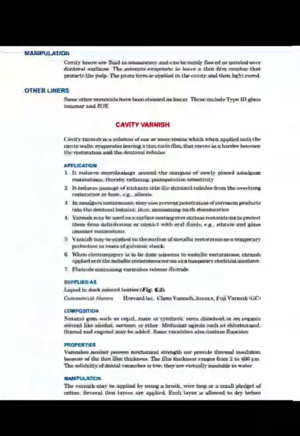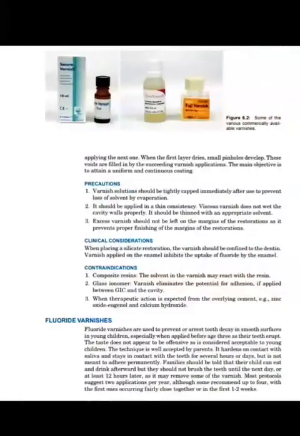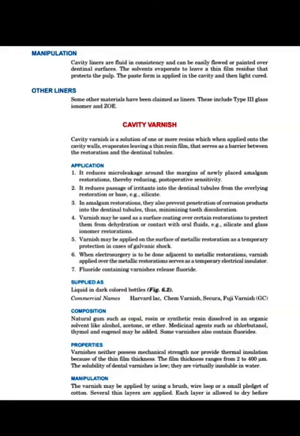So we will revise it quickly. This is the picture of the varnishes. This is the diagram of the Secura varnish, and this is the Fuji varnish. So what are the varnishes? We are using varnish for pulp protection. If the remaining dentin thickness is more than 2 mm, we can use varnish.